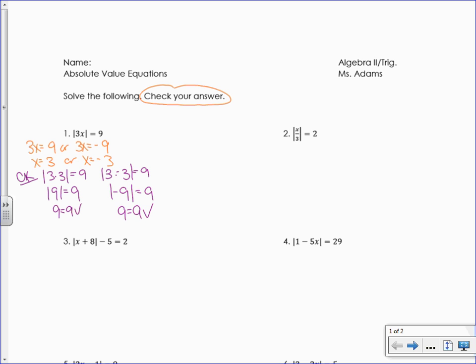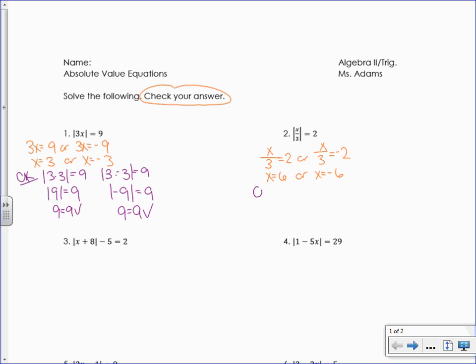Moving on to number 2, don't have a heart attack because they're fractions. Remember, we don't mind fractions in this class. So this is x over 3 equals 2, or x over 3 is equal to negative 2. Solve for x by multiplying by 3, you get x is equal to 6, or x is equal to negative 6.